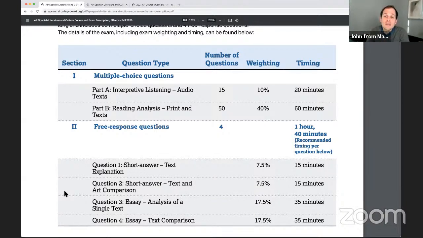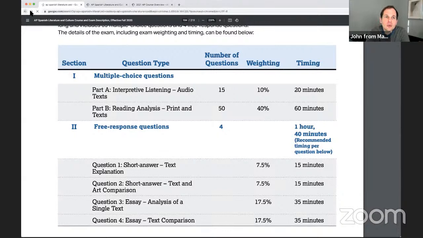And then you're going to spend an hour and 40 minutes writing. You're going to have to write a short answer text explanation, a short answer text and art comparison. You're going to have an essay that's an analysis of a single text, and then an essay that is a text comparison. Notice the weighting, 7.5% for each of these two 15-minute short answers, and then 17.5% for each of these 35-minute essays. So that's the breakdown of the test.